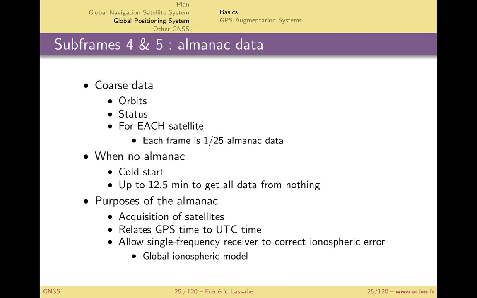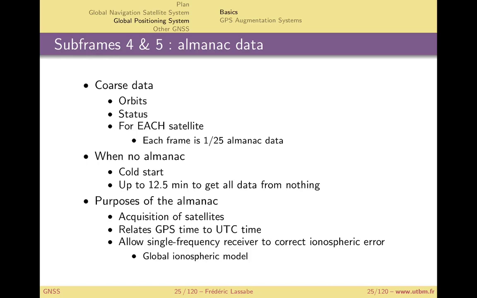Then subframes 4 and 5 contain the almanac data, which are coarse data about the orbits and the status for all of the satellites. So each frame carries 1 out of 25 of the almanac data. When you have no almanac, or it's really old, more than maybe 1 day, you perform a cold start, which will take up to 12.5 minutes to get all of the data from zero.